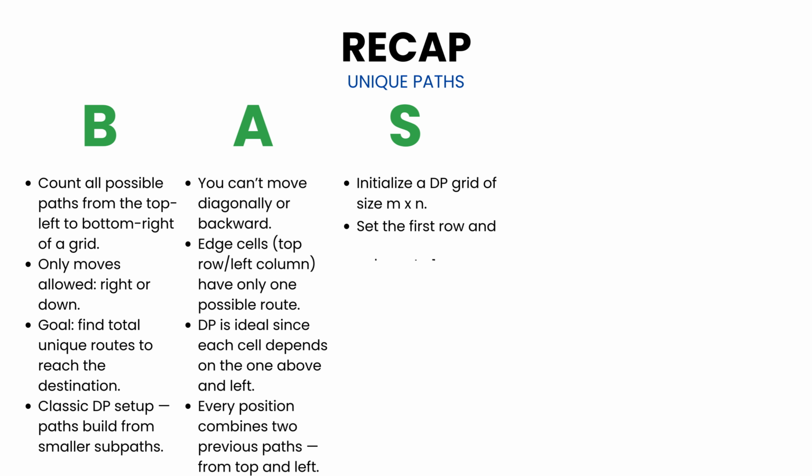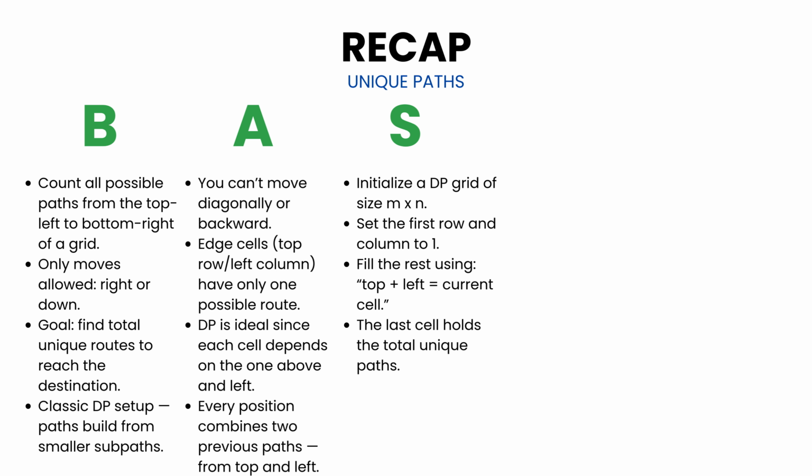Structure recap. We planned it like this. Start with a grid of path counts, initialize the first row and first column to 1 since there's only one way to move along the edges, and then fill the rest by summing the top and left cells. That pattern continues until the destination cell gives us the total number of paths.